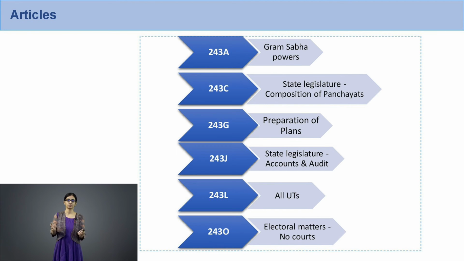Article 243O, courts are barred from interfering in electoral matters. So, for instance, in allotment of seats to constituencies or questioning the election of a panchayat. The election to any panchayat can actually be questioned only by an election petition, and as is mandated and provided by law of the state legislature.